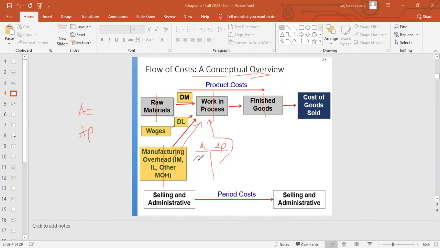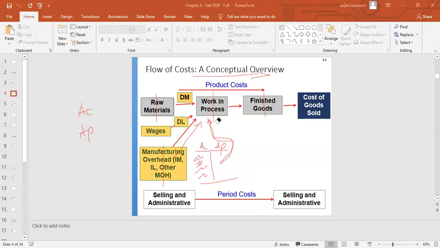Actual overhead, we are just keeping track of things here. Well, we are keeping track of applied too, of course, but we are applying it to products and sending it to work in process. But actual, we are just keeping track of it, and then at the end, we will make our adjustment. Yes, we remember this from last time.